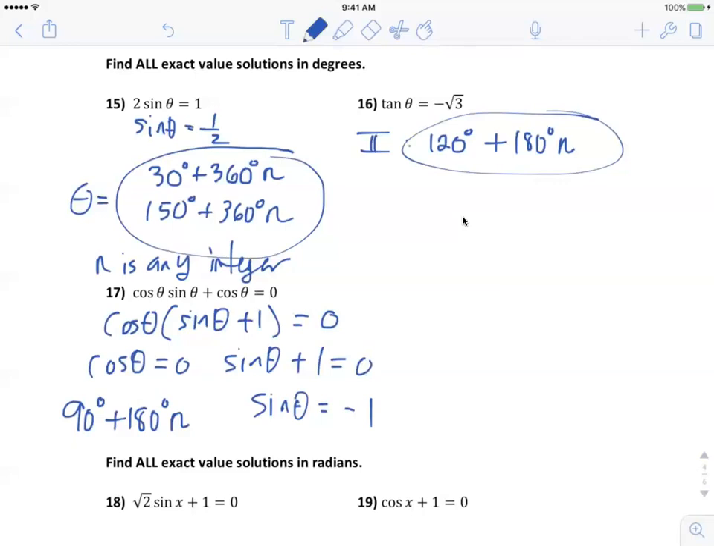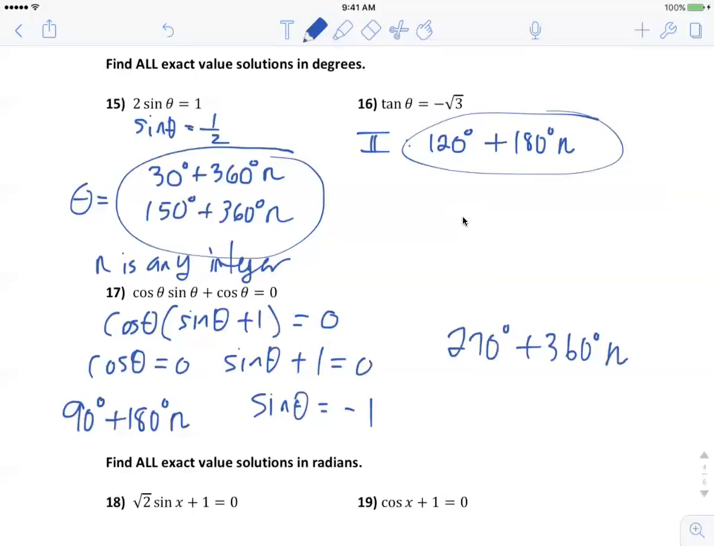Now, how about for sine theta equals negative 1? Well, that only occurs in one spot. That's at 270 degrees. You get that y coordinate equal to negative 1 on the unit circle. So 270 is certainly an answer, but that's the only place. So the only way to get back around to that spot would be to add 360. So 270 plus 360n.